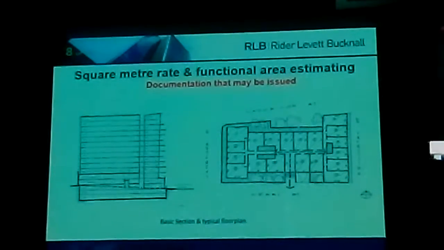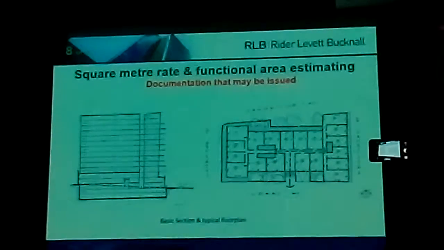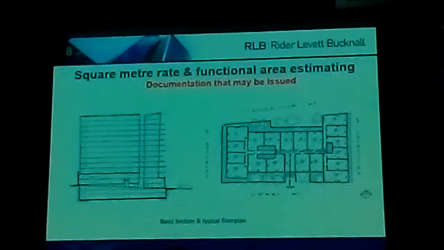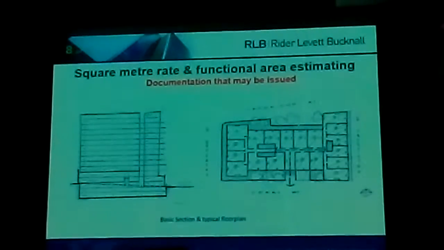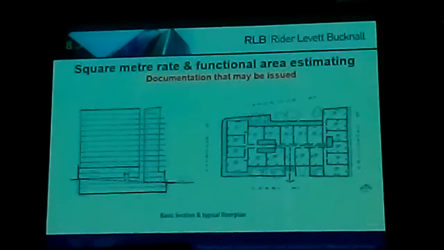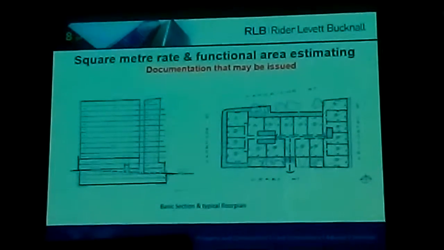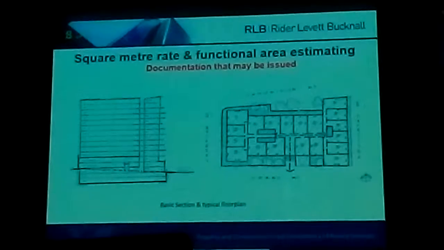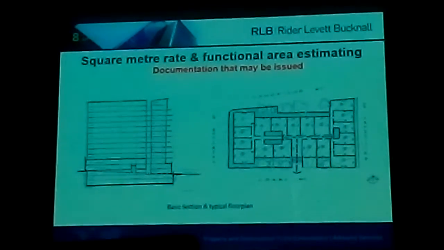In addition to the area schedule, you might also receive a basic section as well as a typical floor plan. From this typical floor plan, it's quite easy to see how we would be able to build up a typical floor on an elemental basis, given apartment numbers are well defined, as well as core and lobby areas. We'd also be able to establish a rate on the facade, as well as check the percentage or ratio used for the NLA calculation to ensure it is accurate.